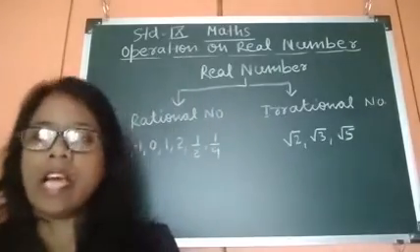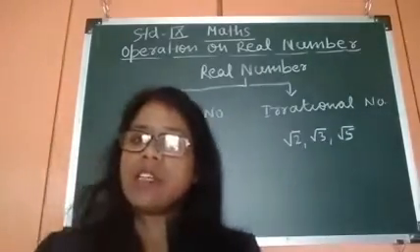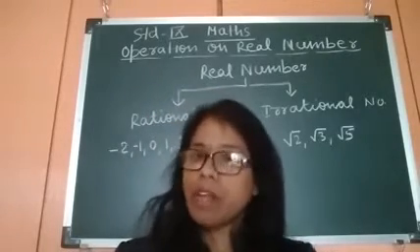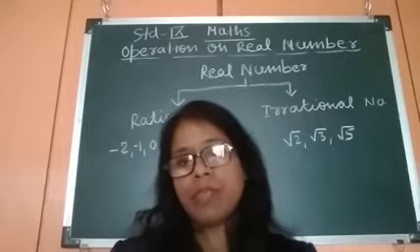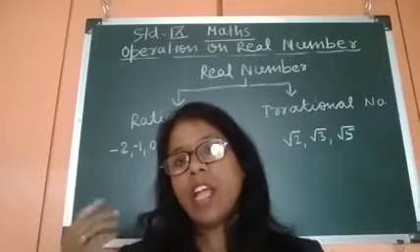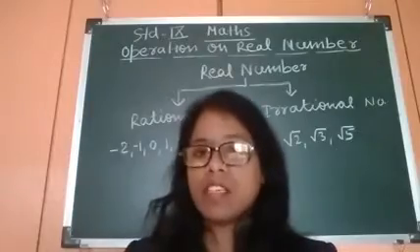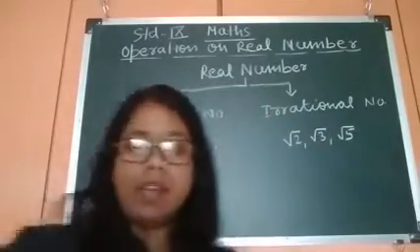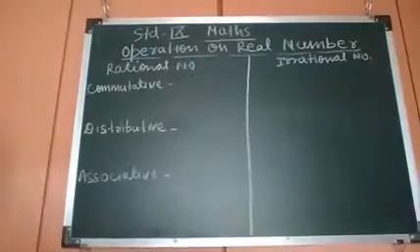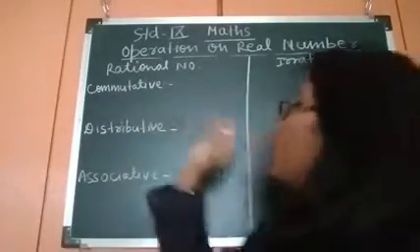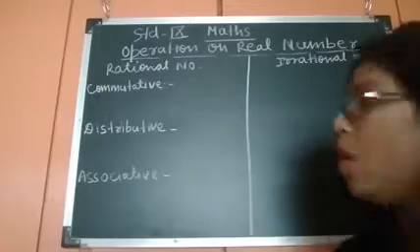Now we will see whether rational numbers and irrational numbers follow the commutative, distributive and associative laws or not. You have already studied that in junior classes, but here we will see it with respect to rational numbers and irrational numbers. Fine. Now take one example of rational numbers for the commutative property, the commutative law.